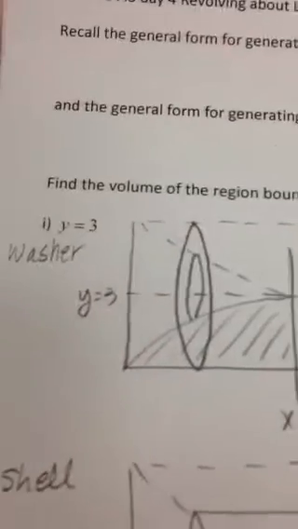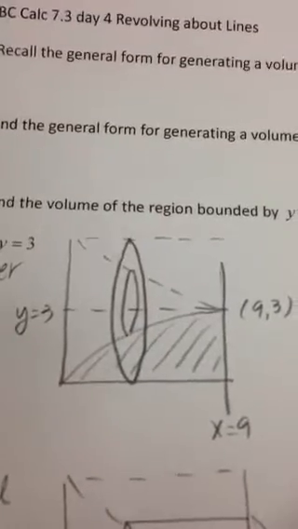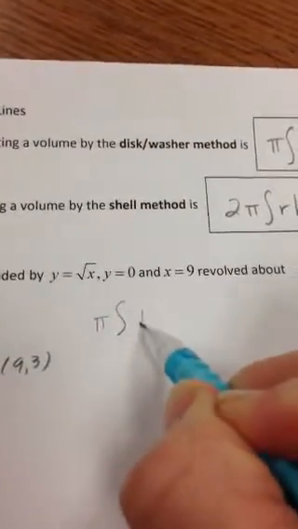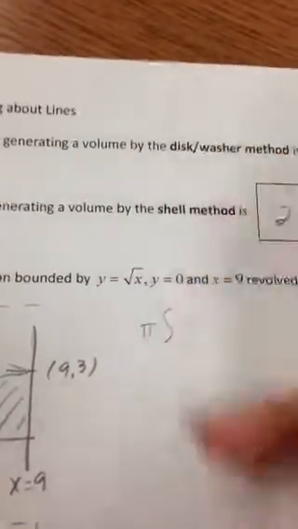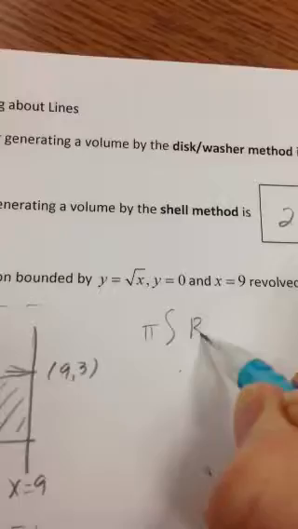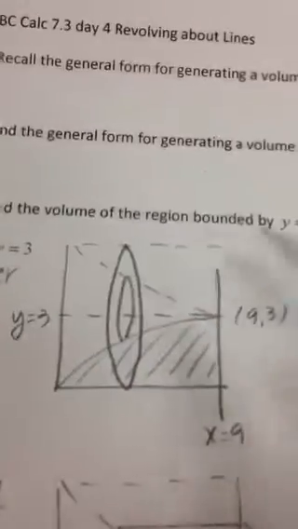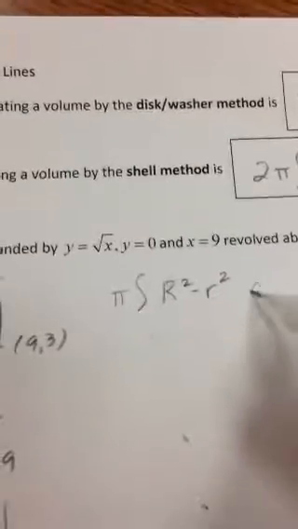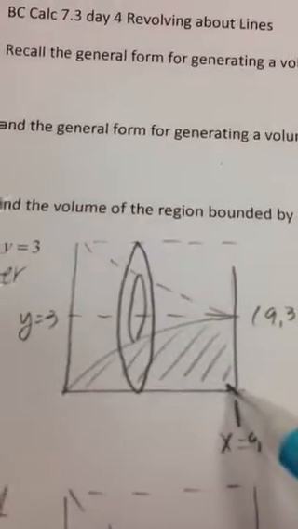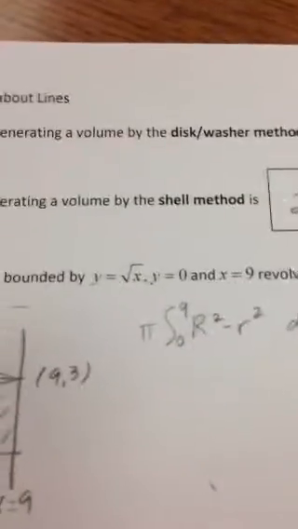This first example, around y equals 3, because it is a washer, it's pi uppercase R squared minus lowercase r squared. And as I look at the region, I can see that these would be swept horizontally. I know then this is a dx situation, and my bounds are then in terms of x, and x is going to go from 0 to 9.